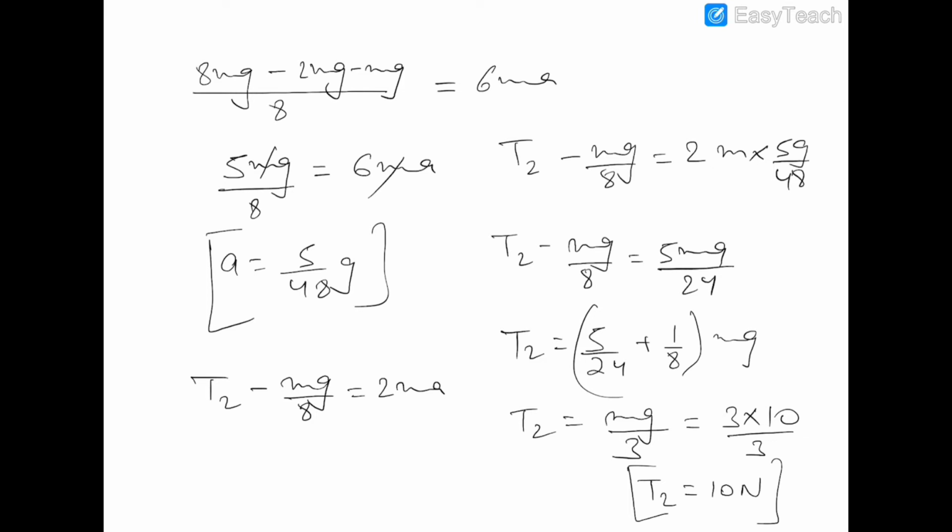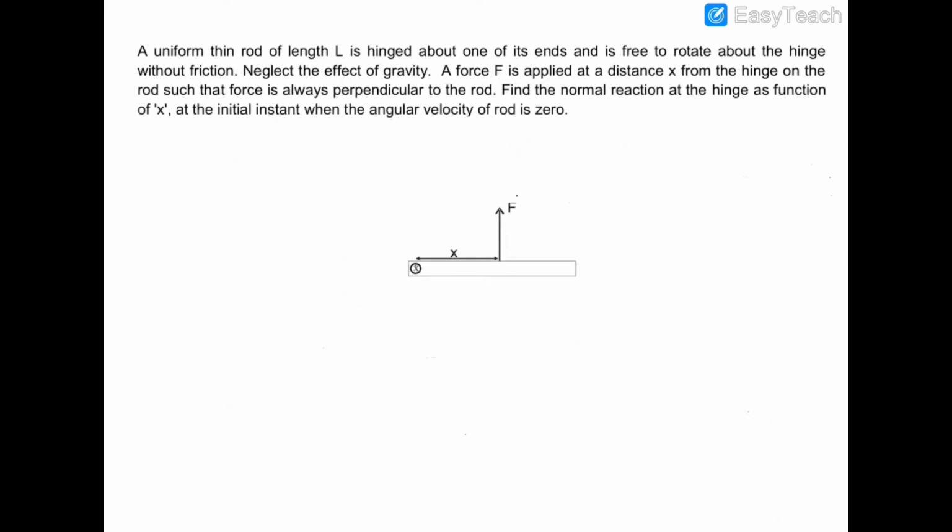Now let's move on to the next question. In this question, you can see that there is a uniform rod of length L, and it is hinged from this point. Now it is free to rotate about this axis, and there is no friction anywhere. We have to neglect the effect of gravity, and there is a force F which is applied at this point at a distance x from this hinge, and this force is always perpendicular to the rod.